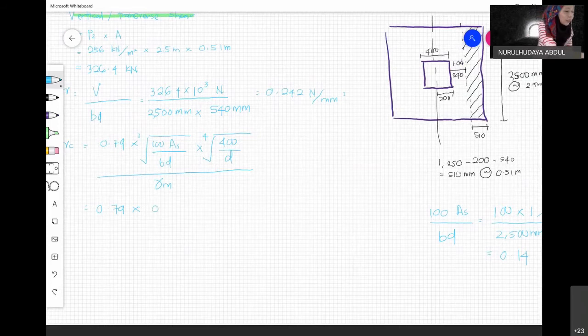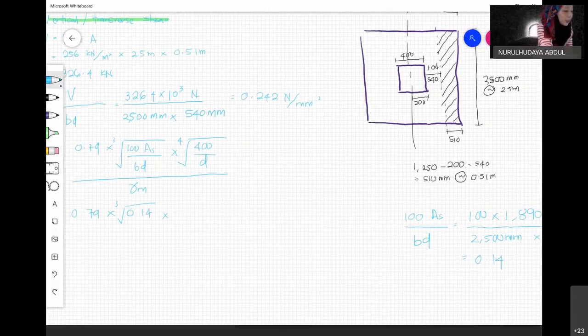So kita just insert into this formula. Okay. But then 400 divided by D and punca kuasa 4 ni. Okay, because of D, our D is bigger than 400. Sebab D kita is 540 mm. Okay. So when D is bigger than 400, what will happen? Formula ini kita akan anggap dia as 1.